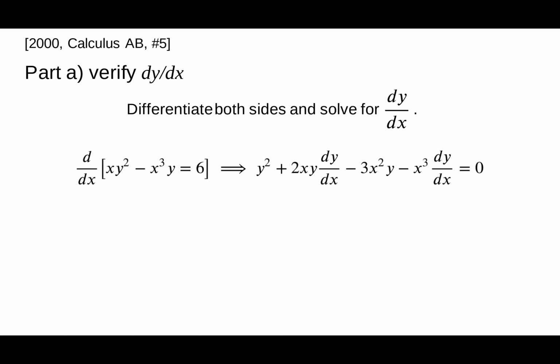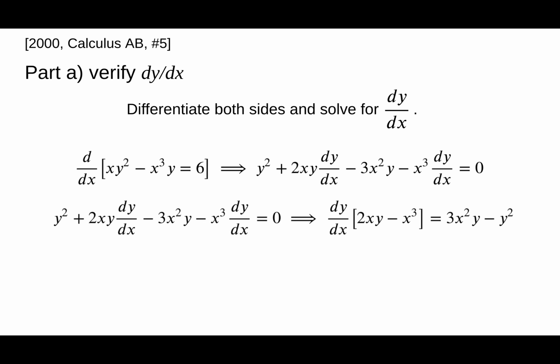So we differentiate the function x times y squared minus x cubed y equals 6. Notice that we have a couple of different applications of the product rule here, so let's be careful to use that correctly. We get a derivative of y squared plus 2xy dy/dx minus 3x squared y minus x cubed dy/dx equals 0. We're going to collect our like terms with dy/dx and move everything onto the opposite side and get a formula for dy/dx.